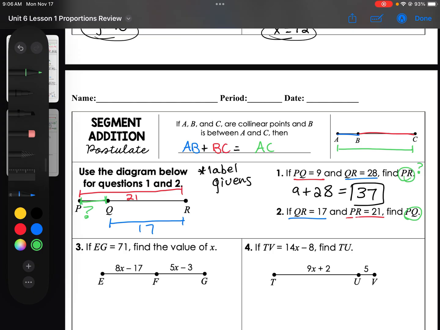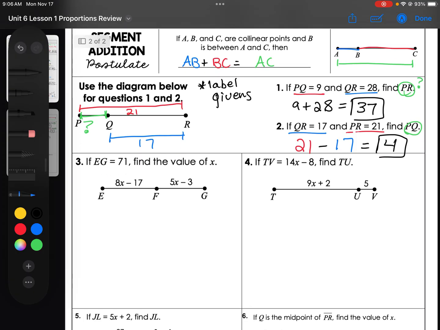So to find that green piece, we're going to have to take the whole length, 21, the red piece, and subtract it by the blue piece. And then we're going to be left with the small little green piece. And once we do that, you're going to get 4. That would be the length of PQ. Okay? So we're going to use that segment addition postulate, the fact that 2 parts of a segment can add to the whole length to solve these problems.